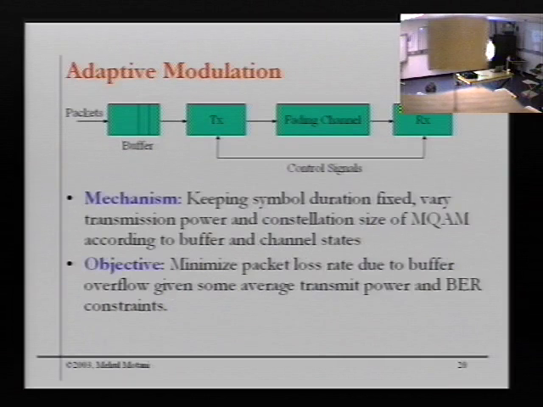Again, our mechanism is to do adaptive modulation, keeping the symbol duration fixed. We vary the transmission power and the constellation size of an MQAM constellation according to both the buffer state, the number of bits or packets in the buffer, and the channel state. And the objective is to minimize the packet loss due to buffer overflow given some average transmit power and BER constraints. At this point we have to take a step back and say, well, this looks pretty simple. I'm sure people have worked on this. And they have. So let's see what people have worked on.